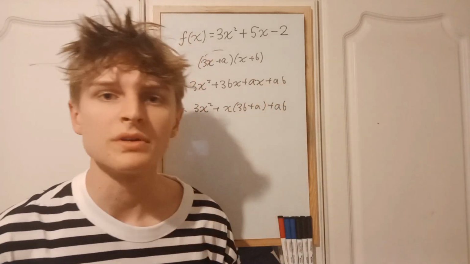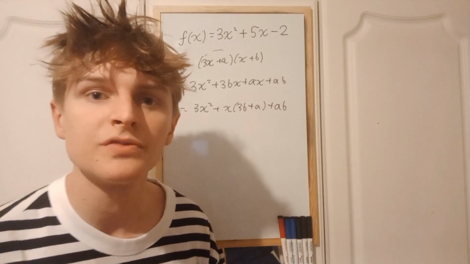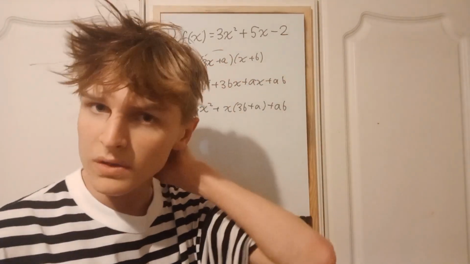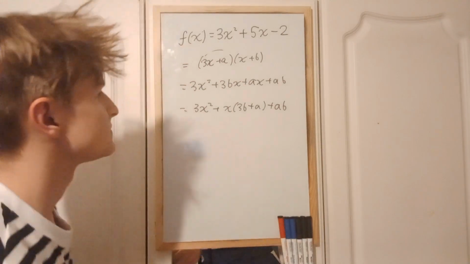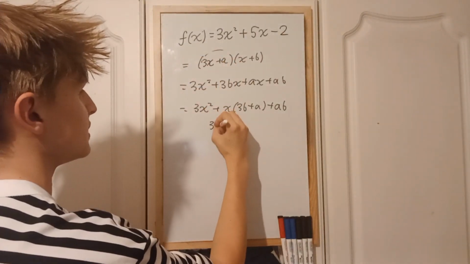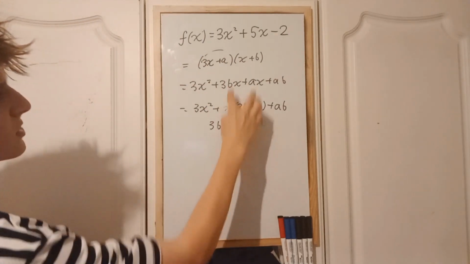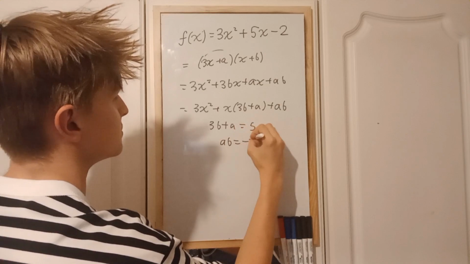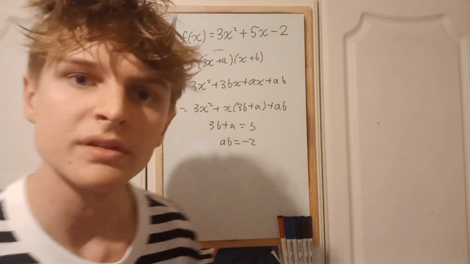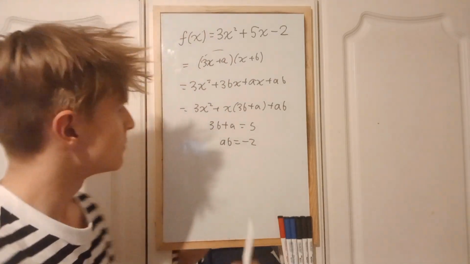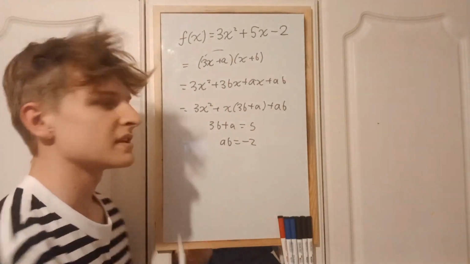And now we can play the exact same game we did before. Compare these coefficients here and see what conditions arise. For these two functions to be the same, 3b plus a has to be the same as 5, and a times b must equal -2. So we're playing the exact same game as before, but it's just a little bit harder. We've got 3b plus a instead of just a plus b.